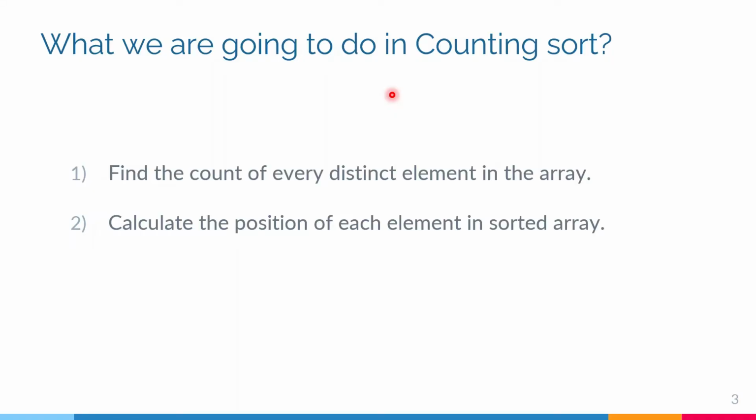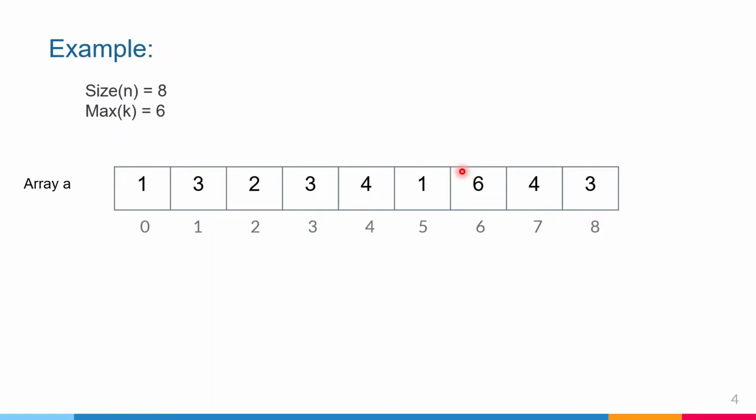Now, what are we going to do in counting sort? First, find the count of every distinct element in the array and then calculate the position of each element in the sorted array. Let us take an example and understand it much better. This is an array A of size 8 and the maximum element in it is 6.